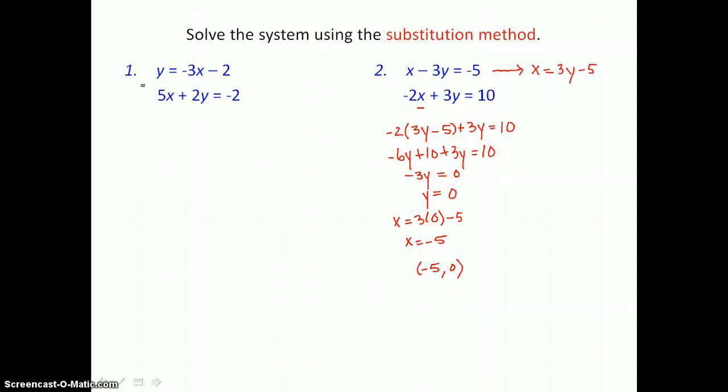Now if you look at example 1, this one is nice because y is already alone, y is already solved for, so all you'd have to do is substitute into the second equation for y and then go ahead and use substitution to solve that system.